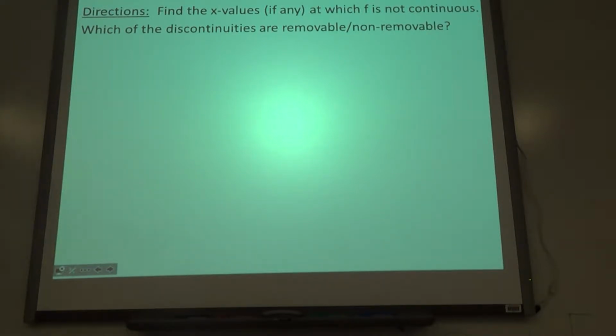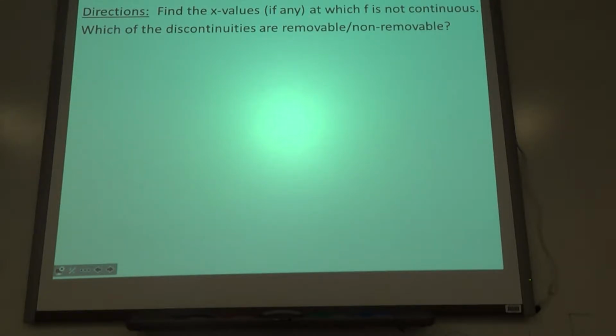Find the x values, if any, at which f is not continuous. And then it says which of the discontinuities are removable or non-removable. So which ones have limits still? That would be removable. Which ones do not have a limit? That's what we're looking for.